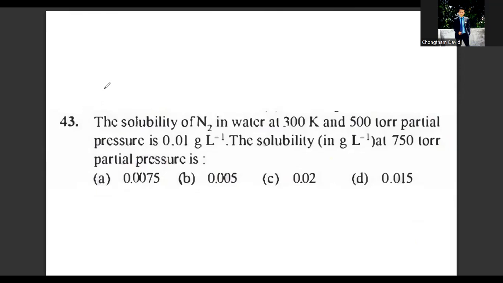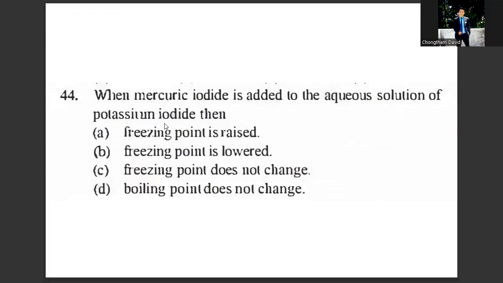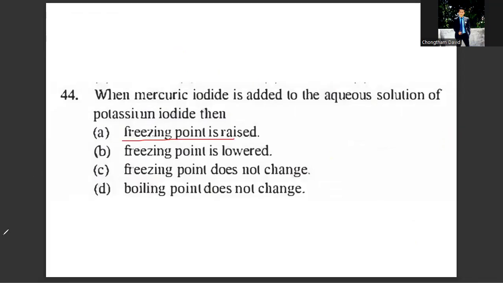The solubility of nitrogen. You have to apply Henry's law. By mere looking, you can easily answer the question. So the calculation would be: pressure is directly proportional to its mole fraction. So from this, pressure equals Henry's constant times X. Solve this. The answer would be D. Question number 44. Let's read. When mercuric iodide is added to the aqueous solution of potassium iodide, then the freezing point is raised.